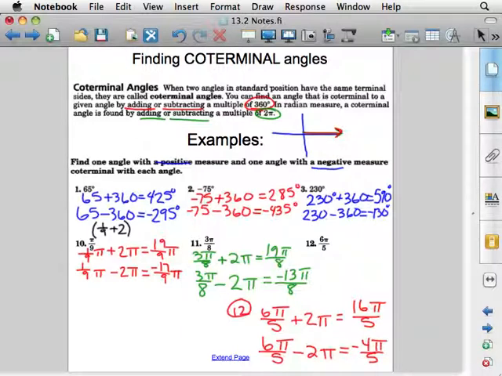Now you have problems 23 through 34 to practice at the bottom of the page. Good luck.